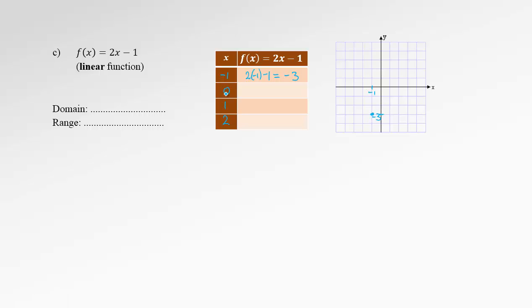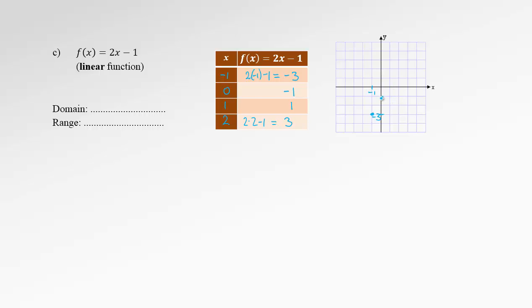That's our point. If we plug in 0 for x, then 2 times 0 minus 1, oh, that's -1. If we plug in 1, it will be 2 times 1, which is 2, minus 1, so it's 1. And finally, if we plug in 2, it will be 2 times 2 minus 1, which is 4 minus 1, so it's 3. Okay, let's plot those points.